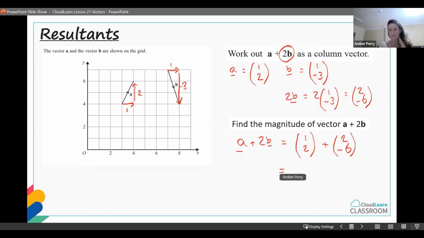And so now to add these two vectors together to find the resultant, you just literally add straight across the columns. You add the top numbers together, so that's 3. And you add the bottom numbers together, so that's going to be minus 4.